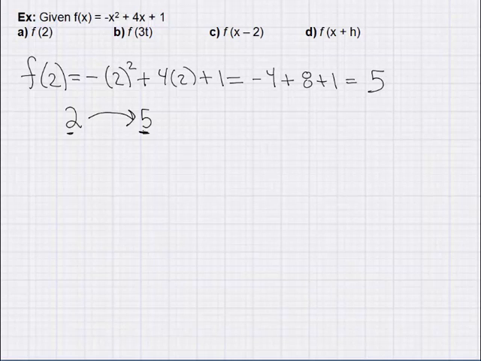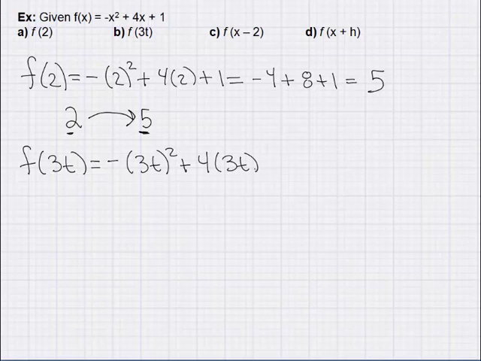So we can do this for all sorts of values. If we want to do the next one, find f of 3t. Well, I'm going to plug 3t into this function instead of 2. But I'm going to do the same thing. It's the same function. So I'm going to take negative 3t squared plus 4 times 3t plus 1. And that's going to be f of 3t. Now, I should simplify this a little bit and evaluate it, but generally, if you look, the same thing I did with the 2 here is the same thing I'm doing with the 3t here. I'm plugging it into this function when I see an x.